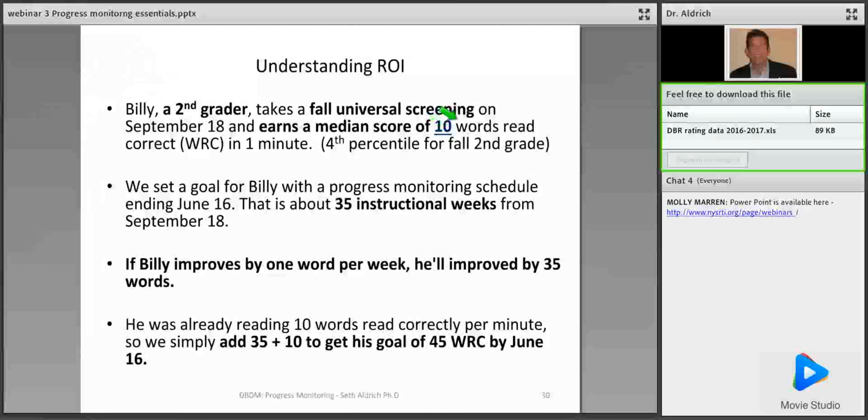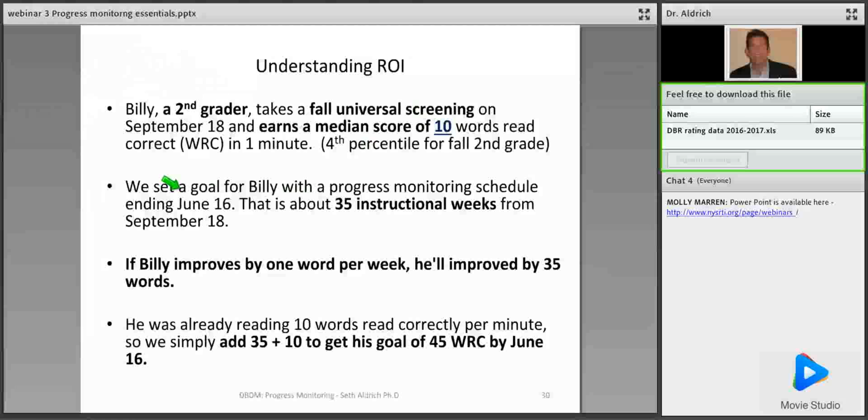In this case, this student is reading really, the 10 words a minute is quite weak. In fact, many times we would have gone and used first grade passages for progress monitoring in this case, but I'm just going to use this as an example. I'm going to use an easy math example.